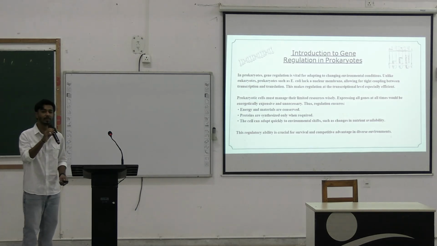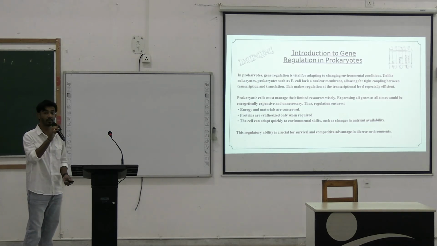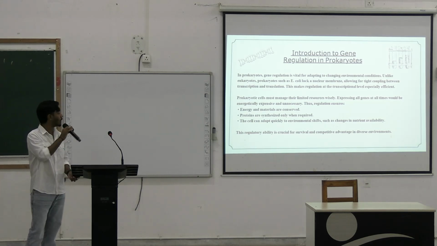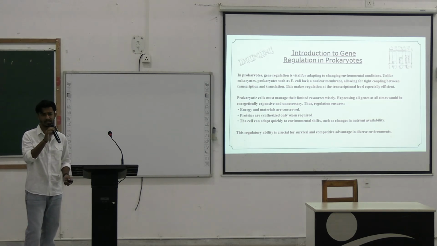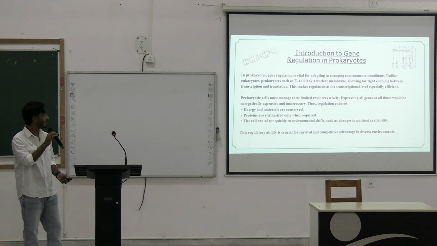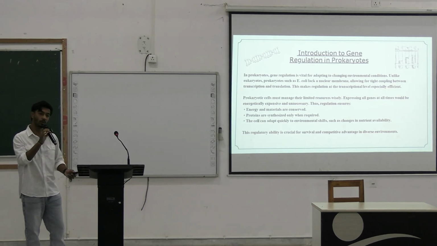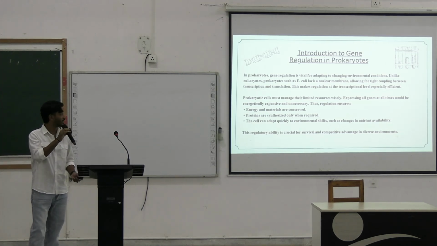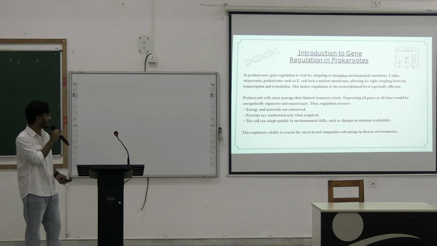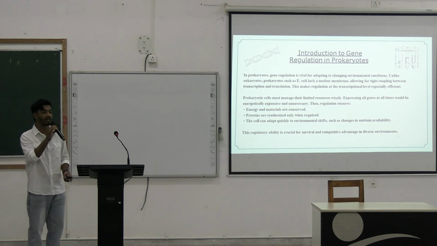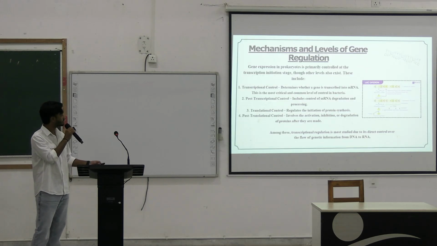Prokaryotic cells have very limited resources, so they manage them very wisely. Expressing all the genes all the time would be very energetically expensive and unnecessary. Thus, they conserve energy and materials, and proteins are synthesized only when required, so the cell can adapt quickly to environmental changes such as nutrient availability. This regulatory ability is very crucial for survival and competitive advantage in very diverse conditions.